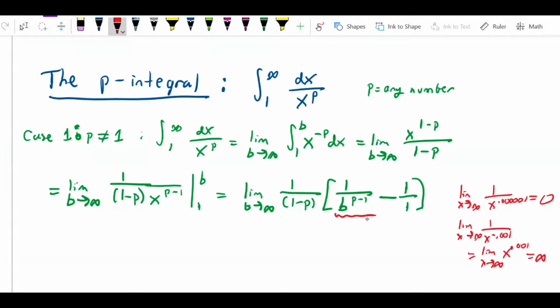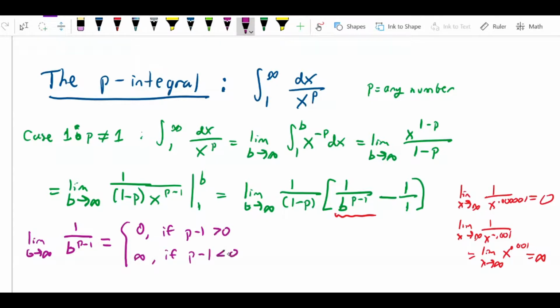In other words, let's just write this here. The limit as b approaches infinity of 1 over b to the p minus 1 is equal to 0 if p minus 1 is greater than 0, and infinity if p minus 1 is less than 0. In other words, if p is greater than 1 or if p is less than 1. And of course, we don't have to deal with the p equals 1 case because we already restricted ourselves to p not equal to 1 for reasons that we discussed.